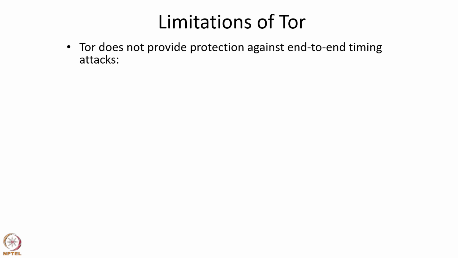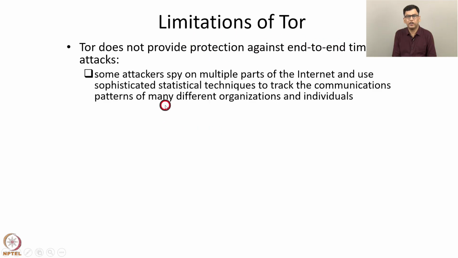Now we discuss the limitations of Tor. So Tor does not provide protection against end-to-end timing attacks. So some attackers spy on multiple parts of the internet and they use sophisticated statistical techniques to track the communications patterns of many different organizations and individuals.